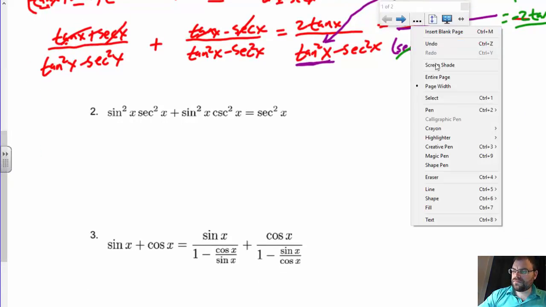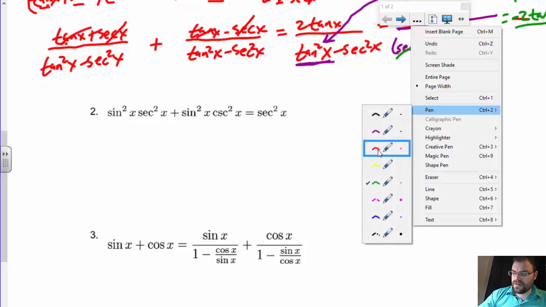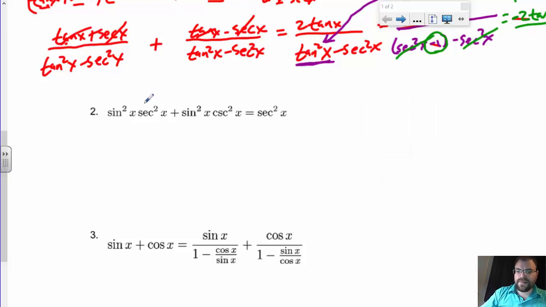Number 2. All right. Let's go back to red here. Okay. So I'm going to work with the left side and try to make it like the right side pretty much. I can see if I turn everything into sine and cosine, it's not a bad idea. I have sine squared x, all right? So I'm going to say sine squared x. It's already in sine form. Times secant squared x. Secant squared x is actually 1 over cosine squared x.